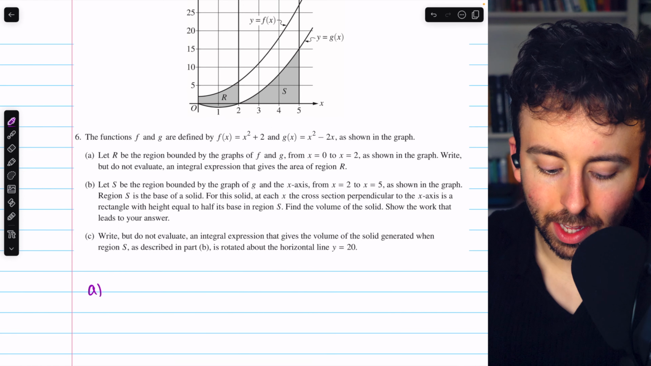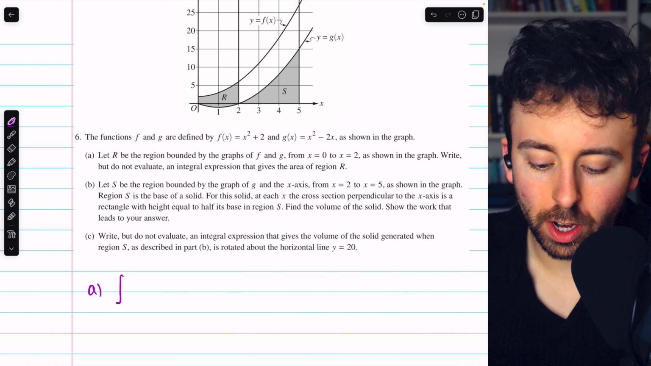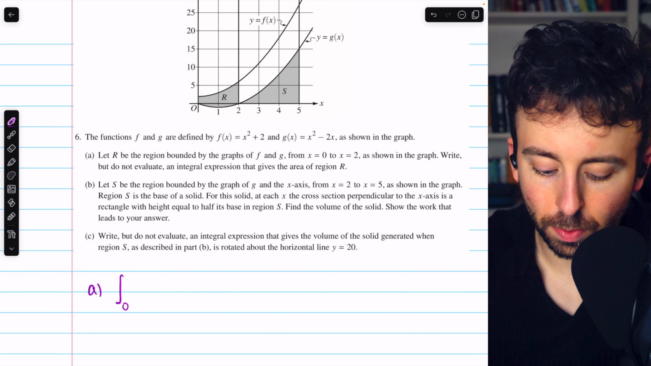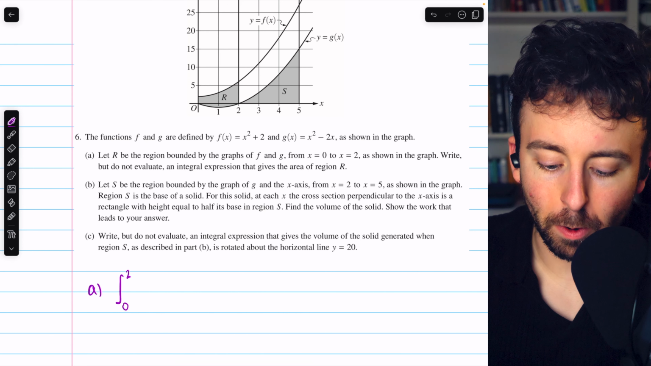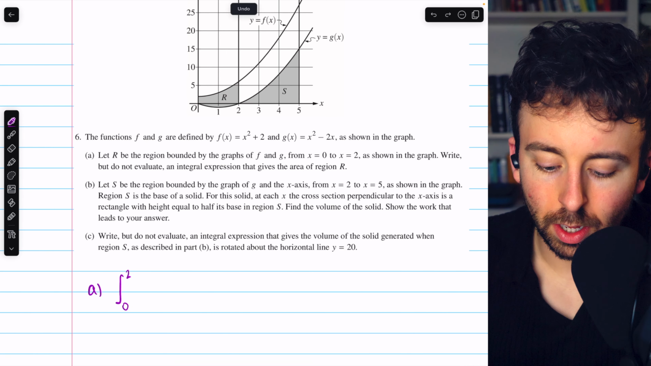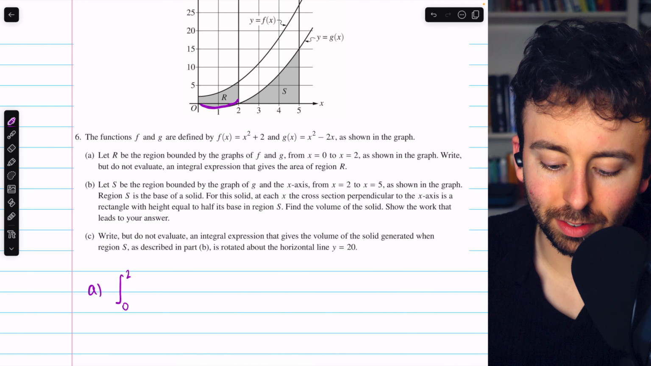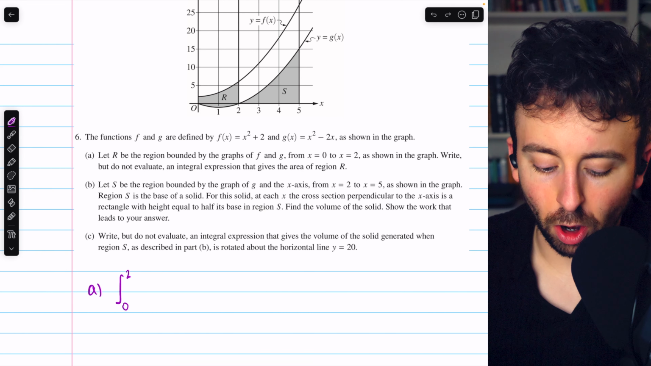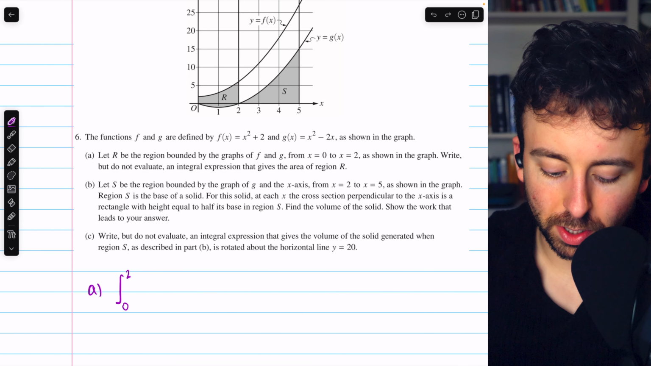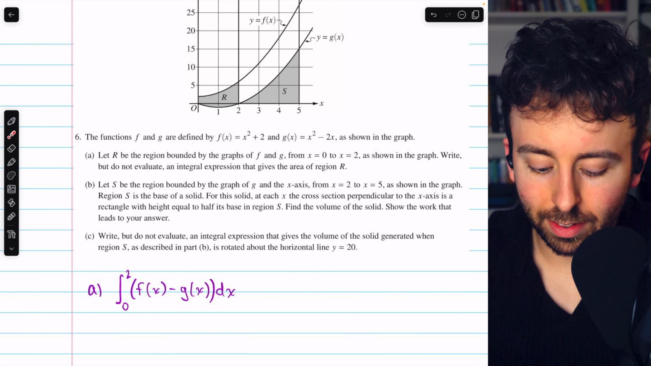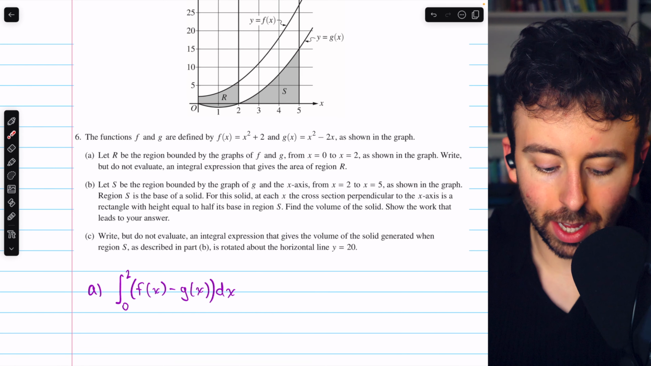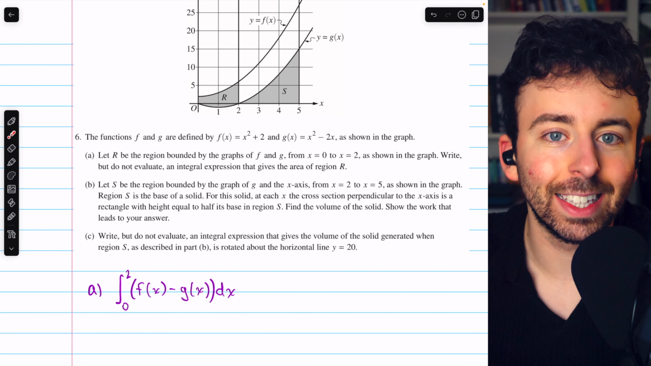So for part A, the area of the region R is going to be the integral from x equals 0 to x equals 2, and then we just need the area under this curve minus the area under this curve. That's going to give us this total area between them. So we're going to integrate from 0 to 2, f of x minus g of x. We could replace f of x and g of x with what they actually equal if we like, but it's also fine to leave the answer like that.